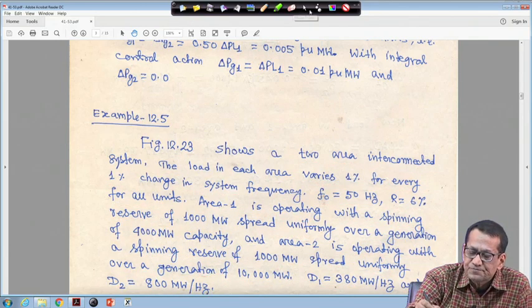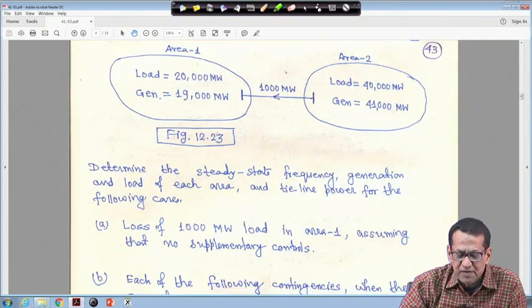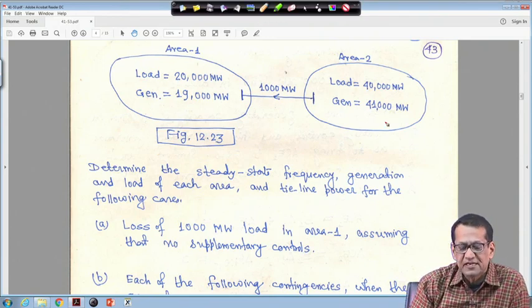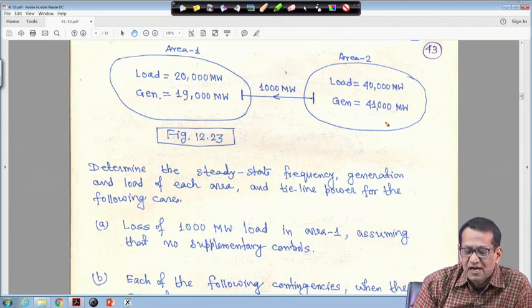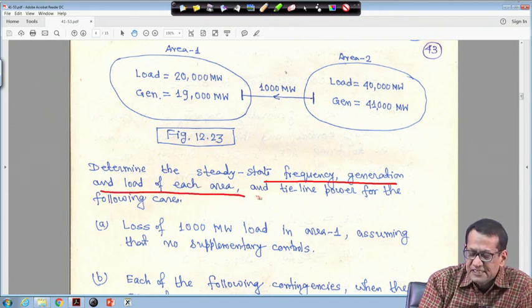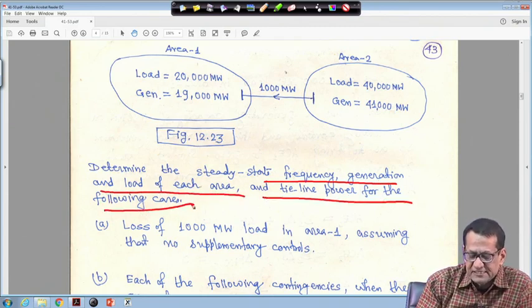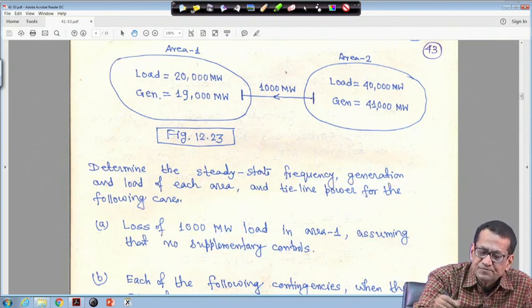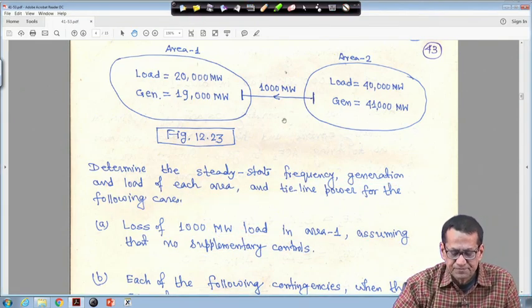So, these are given, the area 1, area 2, everything is given, right. The load here is 20,000 megawatt and the load there is given as 40,000 megawatt, and the generation on this side is given. So, determine the steady state frequency, generation and load in each area and the tie line power for the following cases. Case one: loss of 1000 megawatt load in area 1, assuming that there are no supplementary controls, right.